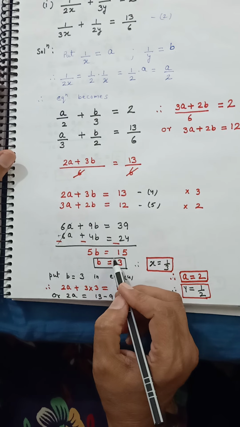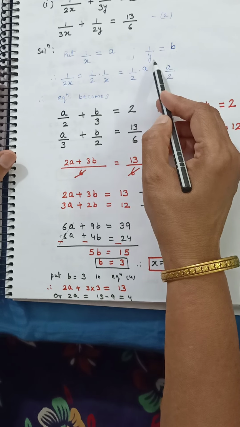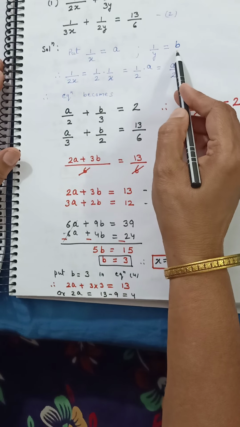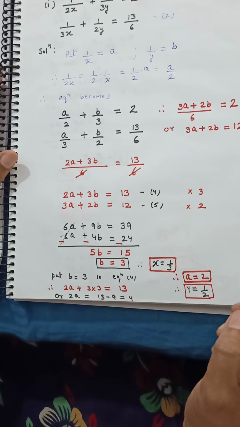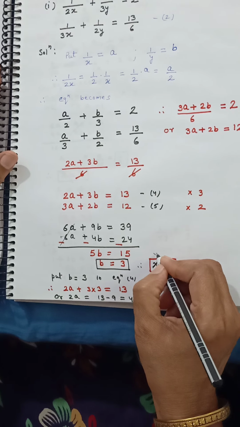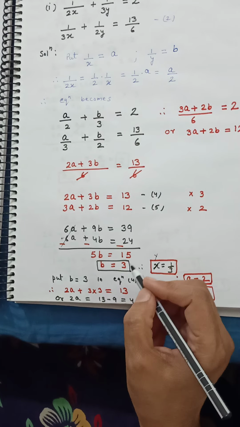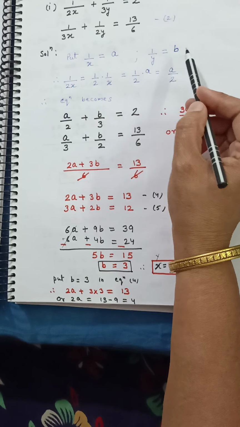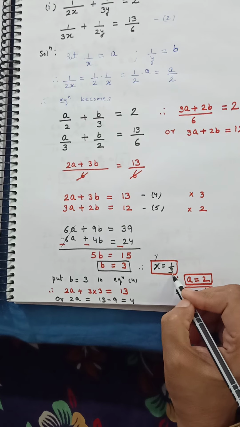Now b is 3. What was b? b was 1 upon y is equal to b. That means your y will be equal to 1 upon 3. Are you clear for this? If you are getting b is equal to 3, that means y will be equal to 1 upon 3.